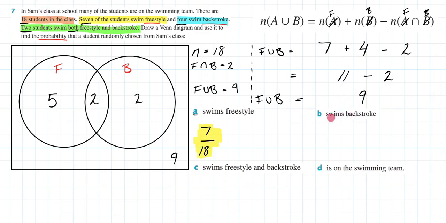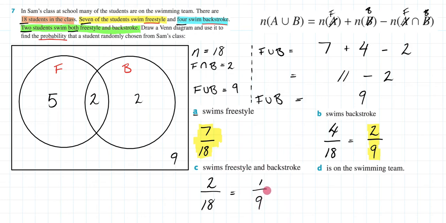Next, what's the probability of randomly selecting a student who swims backstroke? Well, we know that 4 students swim backstroke, and we know that's out of a total of 18 students. So that's going to be 2 over 9. So 2 over 9 will be our answer to 7B. Next, we do C, swims freestyle and backstroke. Well, we know that there are 2 students who swim both, so it's going to be 2 out of 18, which is going to be 1 over 9. So that will be our answer to 7C, 1 over 9. Let me just quickly highlight that.